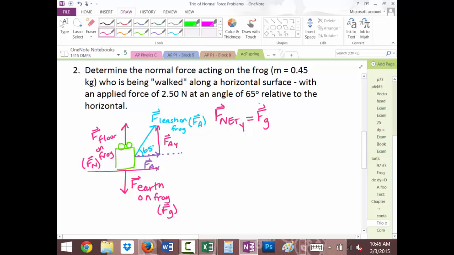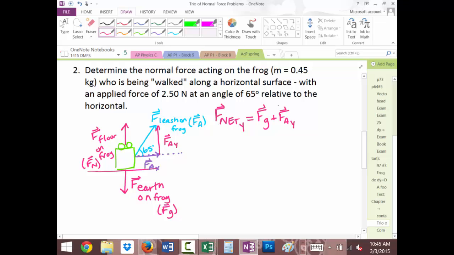I'm going to pick on some other people if I can. Emma, can I pick on you? Did you have anything else written down? F-A-Y, because it's labeled with a Y, right? So it's got to be in the Y. Yeah, absolutely. F-A-Y.